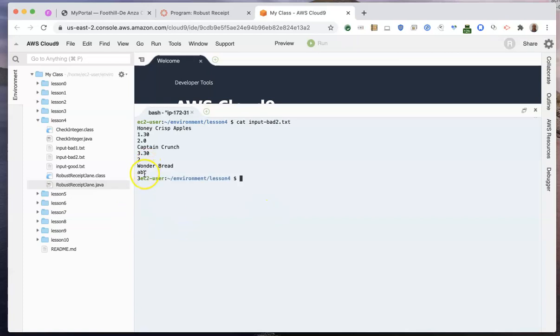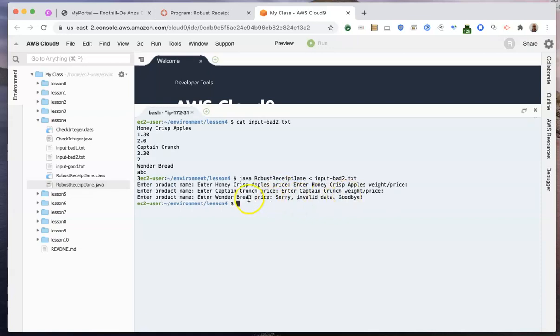And here the problem is that instead of the Wonder Bread price, you have some textual characters. Let's see what happens there. And when you get to the Wonder Bread price, it detects that and says, sorry, invalid data.